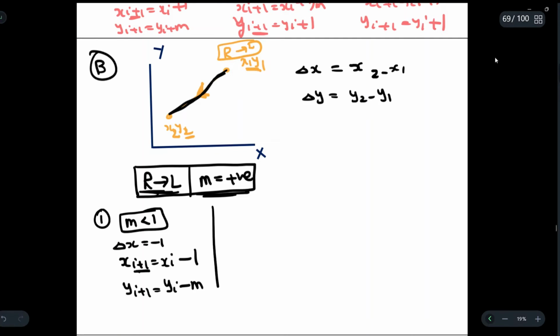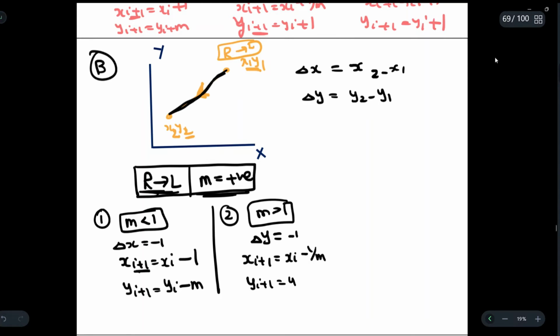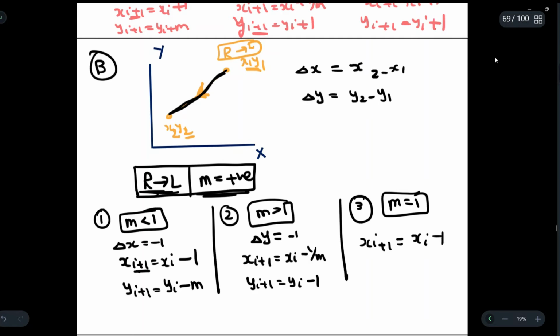Now similarly, let us take the second case in which m is greater than 1. Here we will take del y equal to minus 1, and we will get the next x coordinate as xi minus 1 by m, and the next y coordinate as yi minus 1. And the third case is simple. We will simply take m equal to 1, and in this case the x and y coordinates will simply be decremented by 1. That is, y(i+1) = yi minus 1.